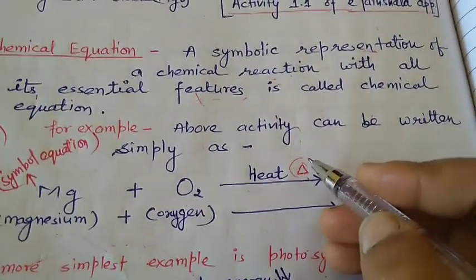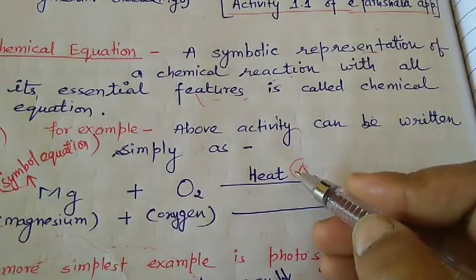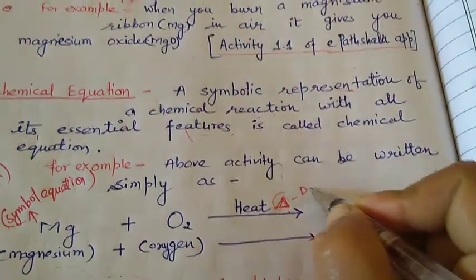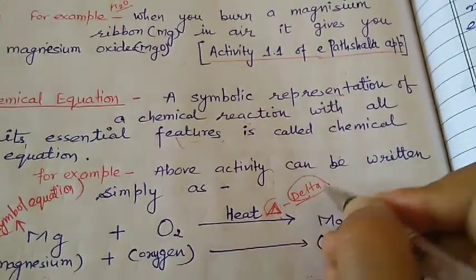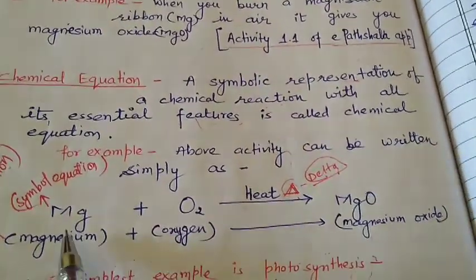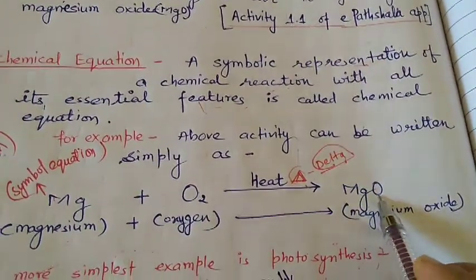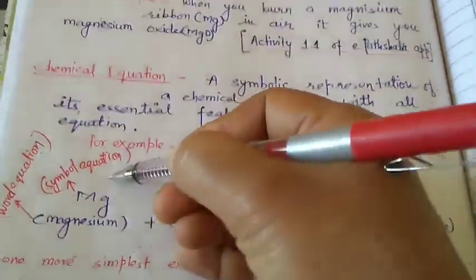Heat is also represented by the sign delta. That sign is called delta, and it represents the heat in the reaction. That means magnesium and oxygen plus heat gives you magnesium oxide. This is known as the symbol representation.